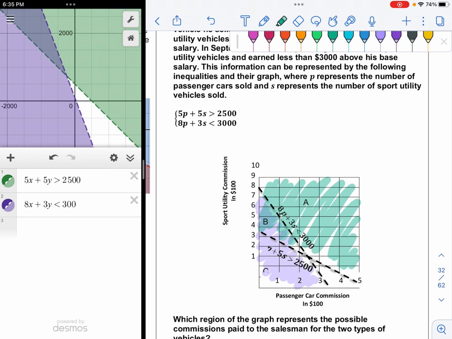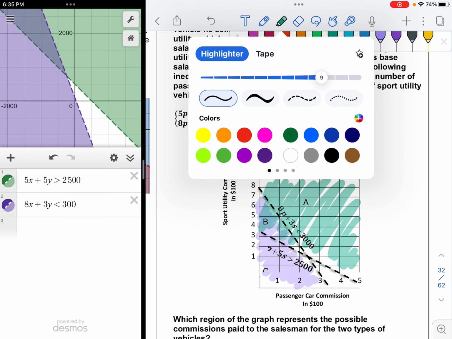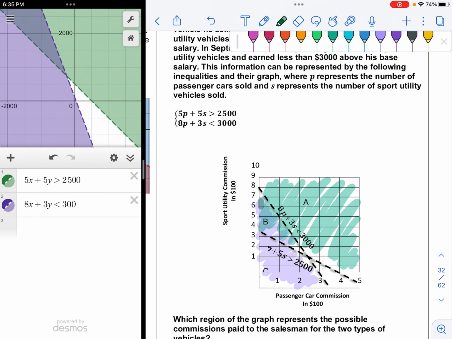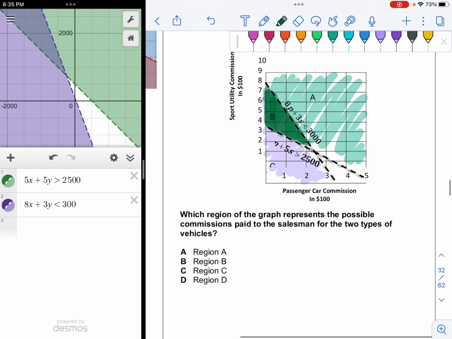Now that's what we see on Desmos. You'll notice that there's a darker section in between those two. And that darker section is right here. That darker section is your solution. While the light green and the light purple is the solution to either inequality, the true answer to the problem would be section B, that dark section that we highlighted here. So if they were to ask, is section A, section B, or section C the solution, it would only be section B.